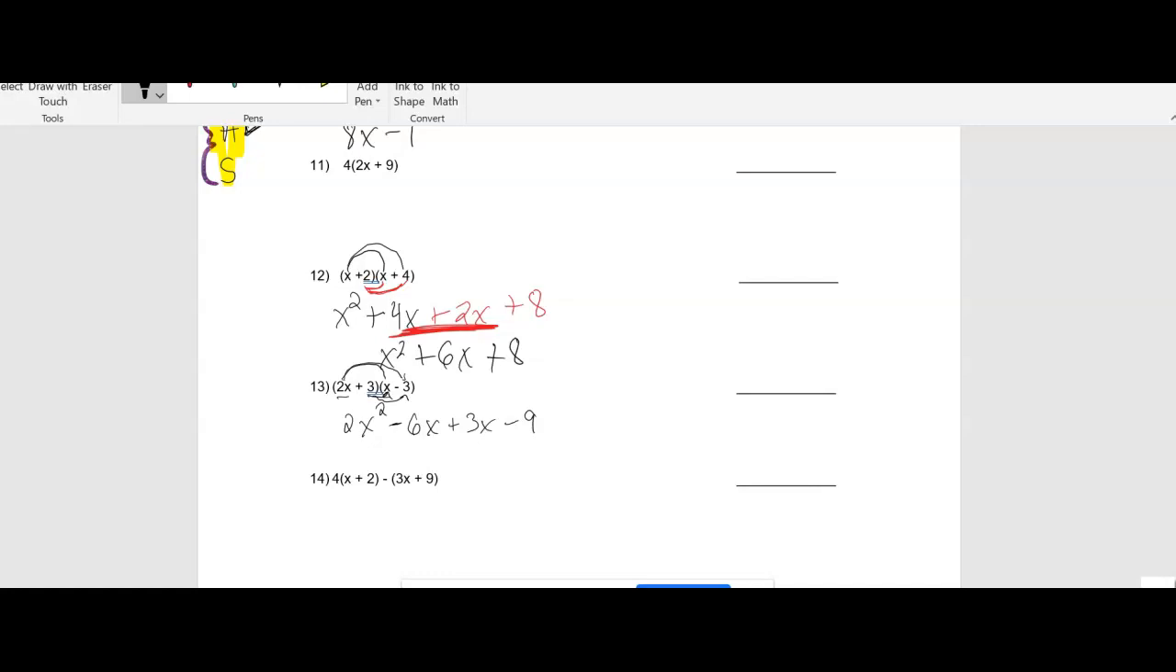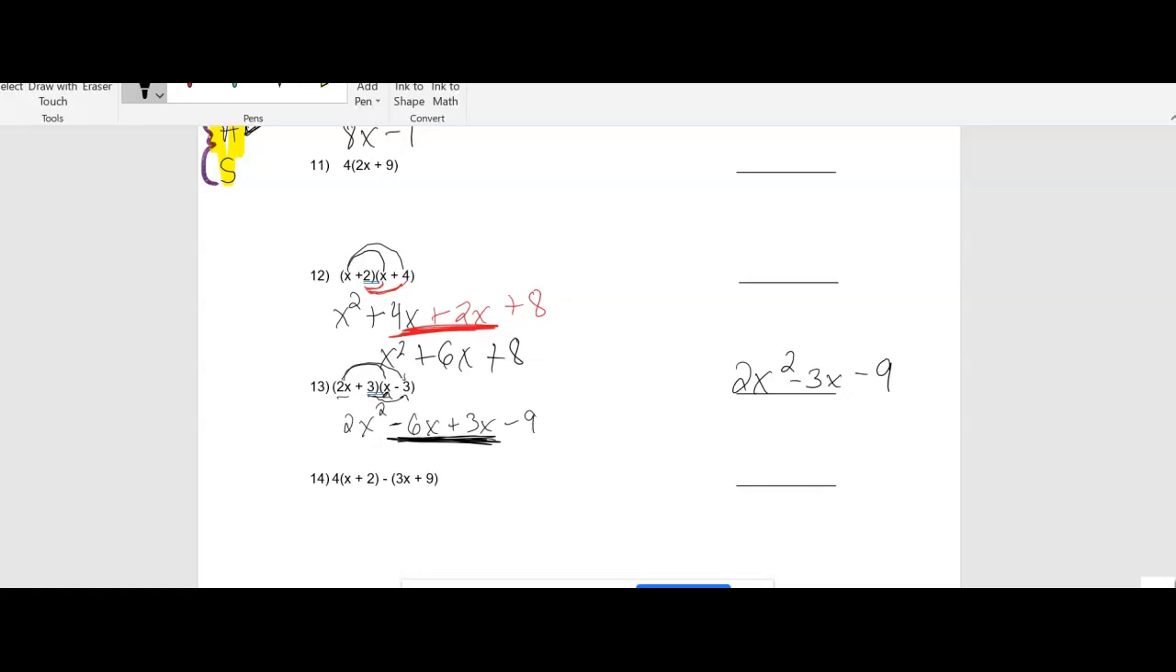The two middle terms, again, are like terms. Those are the ones that you're going to be able to combine. So we would get 2x squared. And then when we combine these guys here, a negative 6 and a positive 3 make a negative 3. So negative 3x. And then the constant negative 9 doesn't change. Okay? Any issues with that?